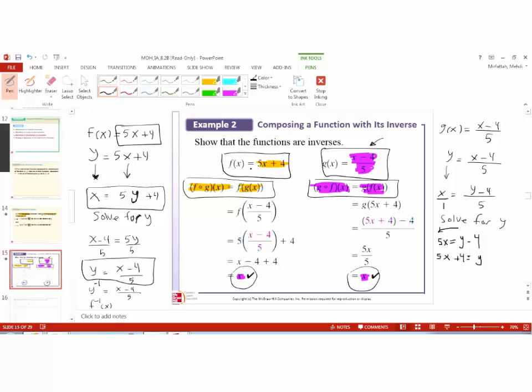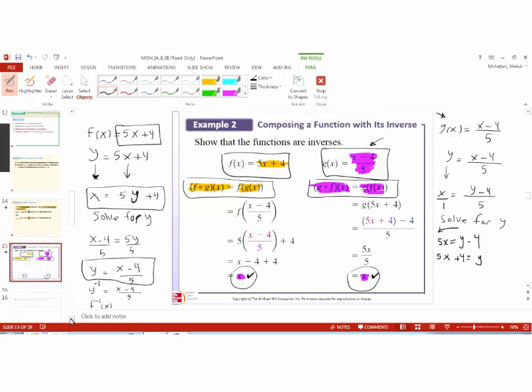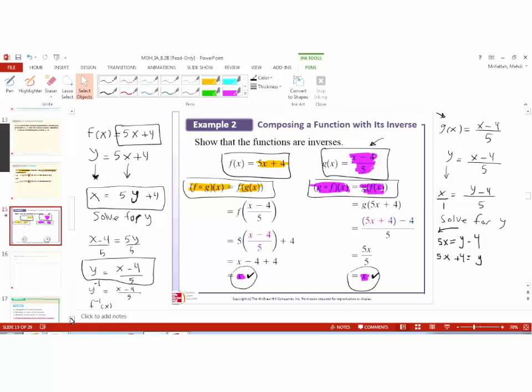How to evaluate the function. So if f of x is given to me as 5x plus 4, I can find its inverse function like I did here. So the two steps involved: you substitute x with y, y with x, and then solve for y. You can find the inverse.